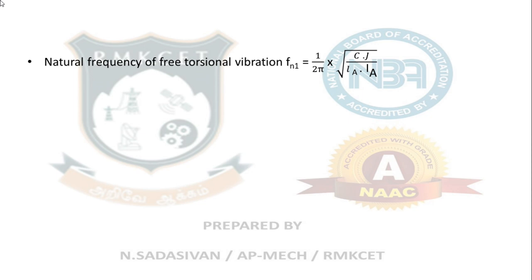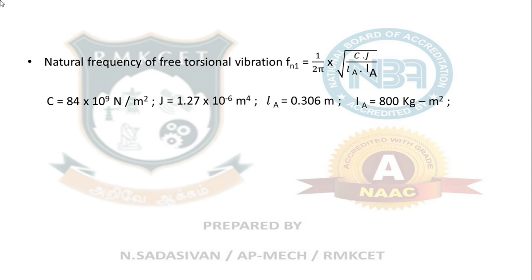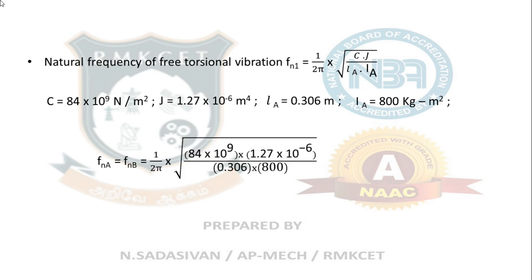For the natural frequency, you can solve any one formula. Now we have two probable values of LA, so we will end up with two frequencies: single node frequency and two node frequency. The larger value is for the single node frequency. So C is 84 into 10 power 9, J is 1.27 into 10 power minus 6, LA is 0.306, IA is 800. Put all these values into this. Now this is your single node configuration because the value is longer.